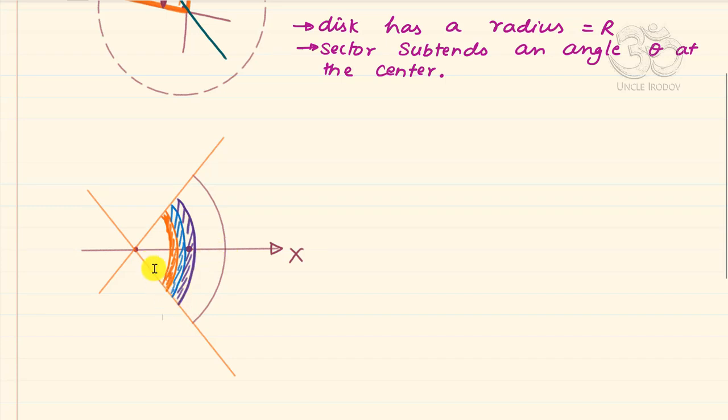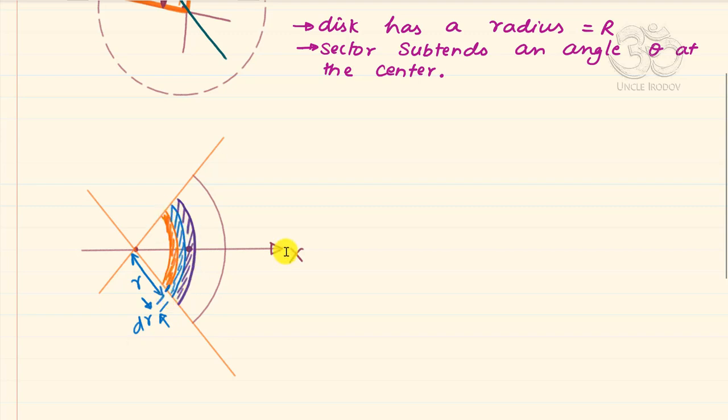So let me take this orange colored element, or maybe the blue colored element. The blue colored element is starting at some radius small r, and let me say that it has a thickness of dr. That's how I frame my integration here. So the blue colored element has its starting point at some distance r away from the center, and it has a small width of dr.